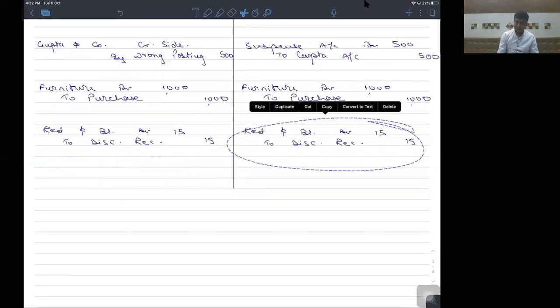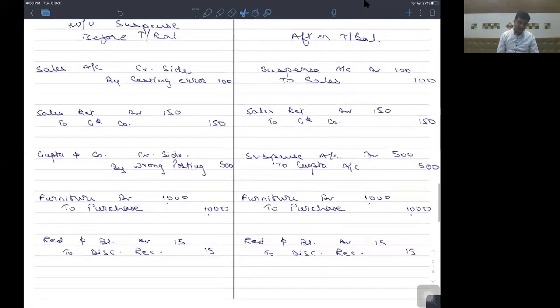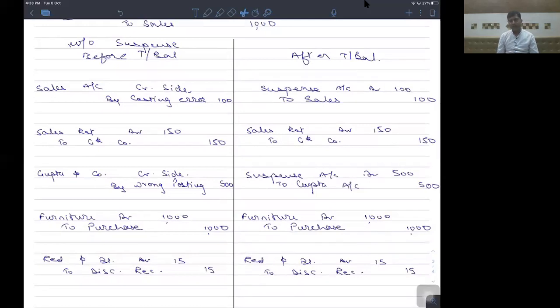Yes or no? In the module, entries under suspense account not opened are only written in the statement form. They have not written entries in debit and credit form. What I have written, Drishti, is the same thing. I've written the statement only. They must have written that the sales account will be credited by rupees 100 and the Gupta and Company account will be credited by rupees 500. I have written the same thing; only my way of expressing it is different.